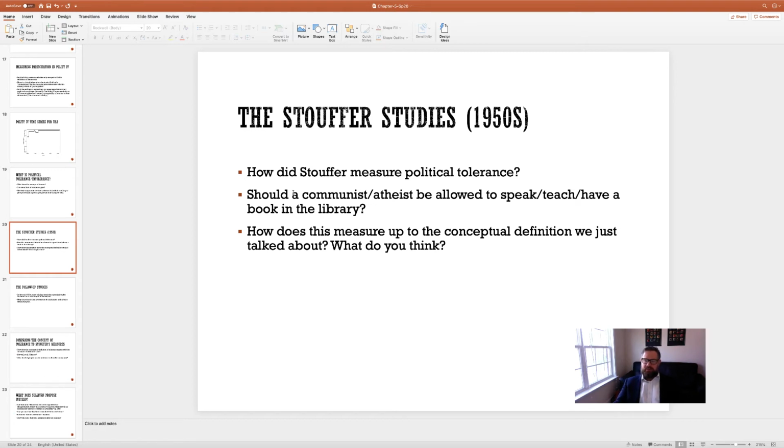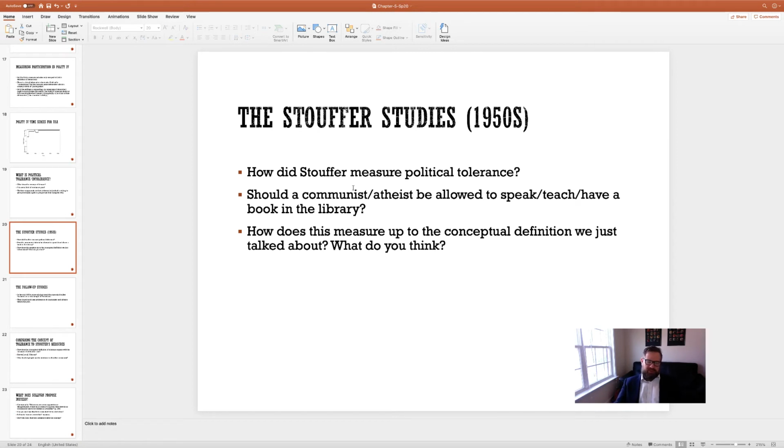Okay, so the presumption, of course, is that everyone is against communism, and if you say that you're allowing a communist to speak, to teach, or have a book in a library, that makes you tolerant because the presumption is that you're against communism. Because the whole society is against communism. It's not necessarily true, but that was the assumption. Okay, so that was this measure of tolerance.